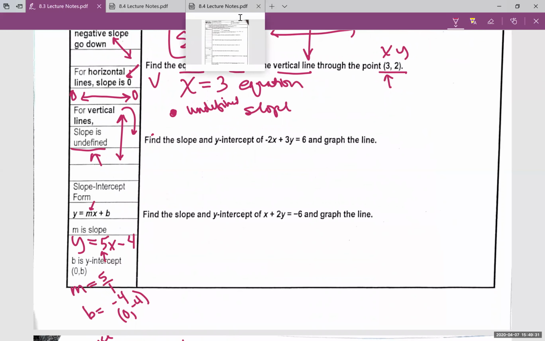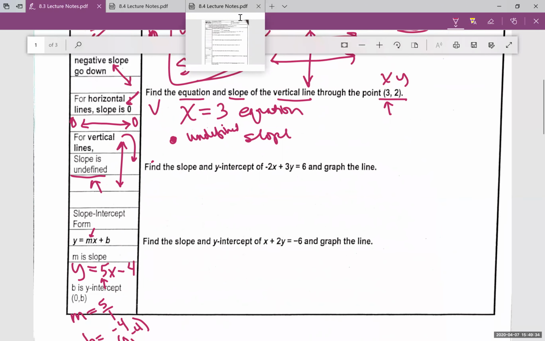Find the slope and y-intercept of negative 2x plus 3y equals 6 and graph the line. Okay, well, if we have negative 2x plus 3y equals 6, then what we want to do is get y on a side by itself. So let's get this into slope-intercept form, if you will. Then we'll be able to see the slope and we'll be able to see the y-intercept.